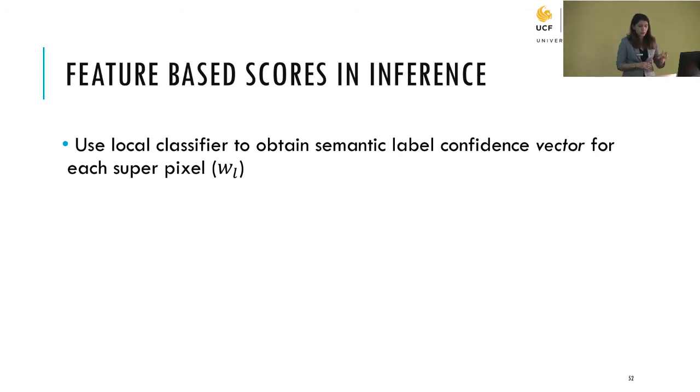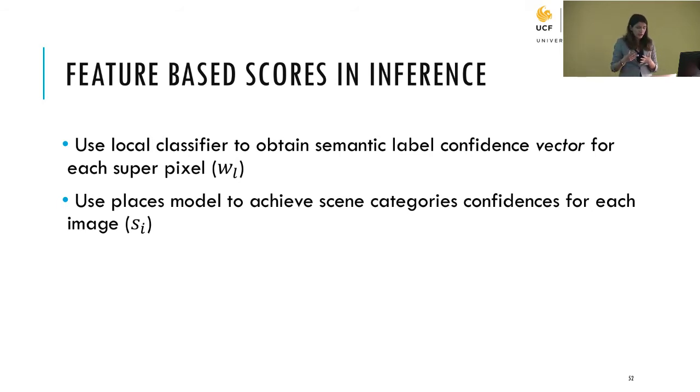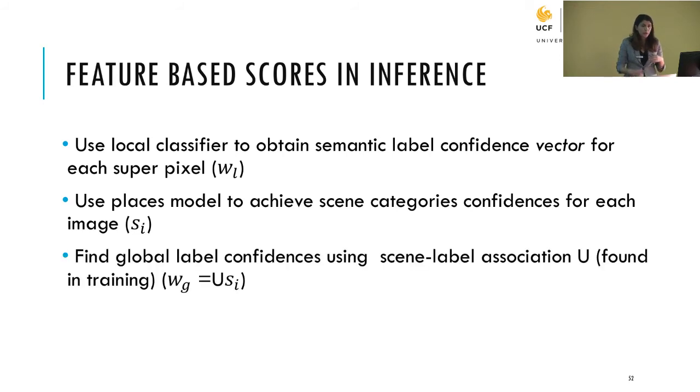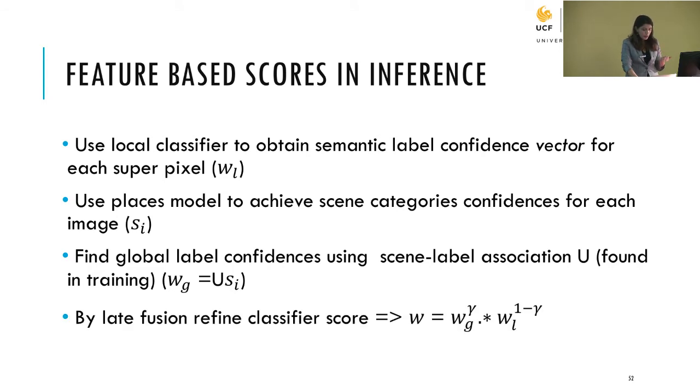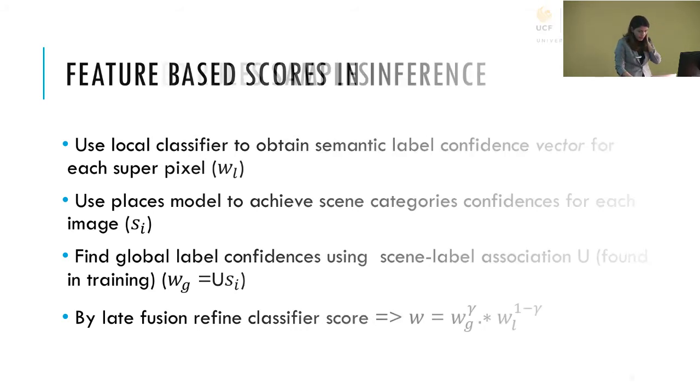In inference, we use the local classifier to obtain the local confidence vector for each superpixel. We call that WL. Then we use the Places model to obtain the scene category for the whole image, SI. U is just a weight matrix to map these scene categories to semantic labels. Then we have the global label confidence for superpixels. And by late fusion, we can refine the scores. Now we have the classifier scores.